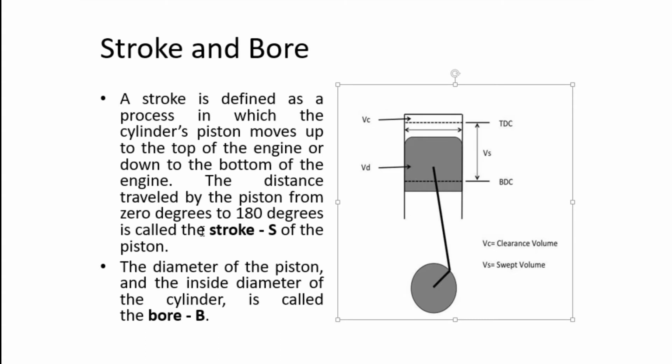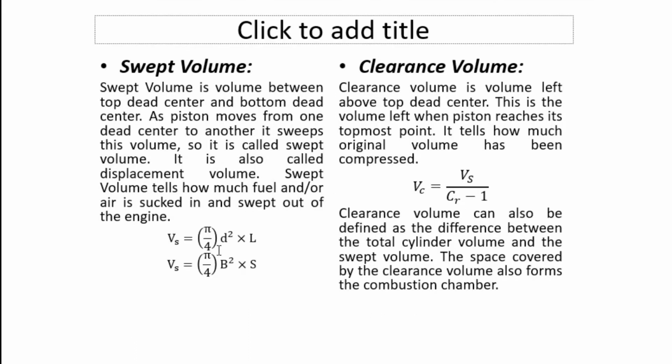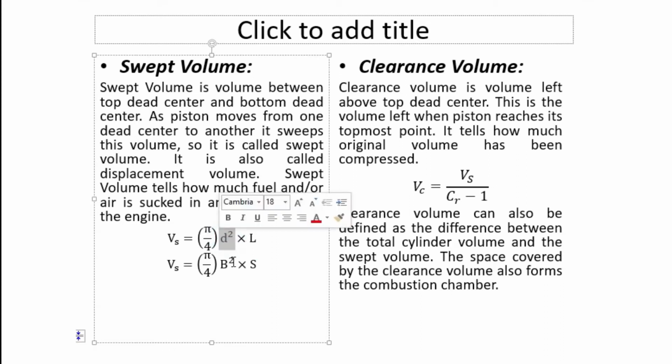In order to calculate the sweep volume, we can use this formula: V sweep is equal to pi by 4 into the diameter square into length. So this diameter is actually our bore. We have discussed in the previous slide that this D is the diameter, which is actually the bore, and this length is actually the stroke. So we will replace this diameter with bore and replace the length of the cylinder with the stroke. So here we will find the sweep volume.